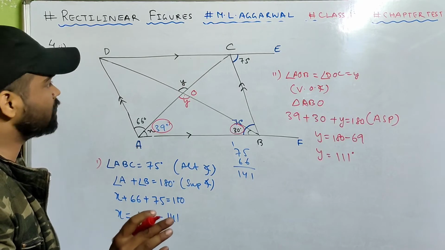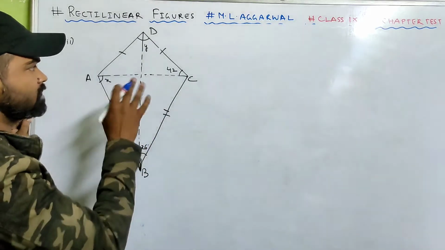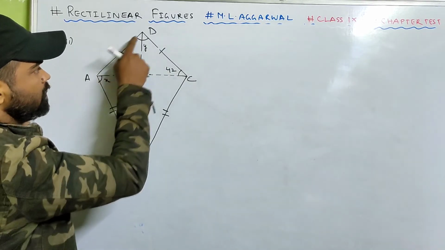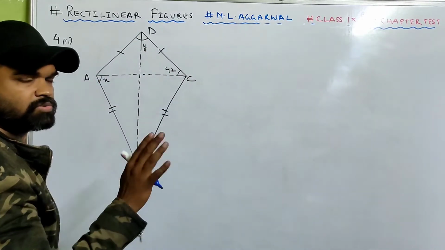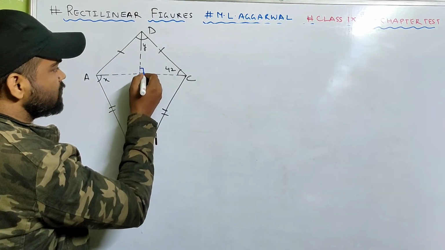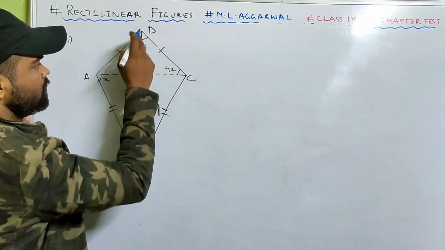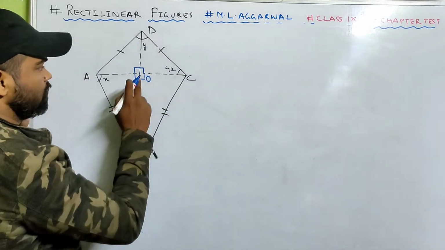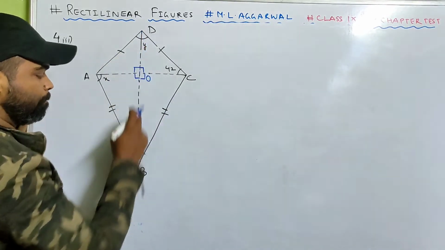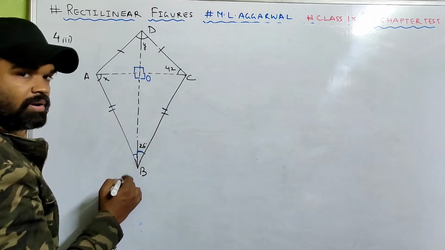Now let us look at number 4 part 3. Okay. Look at 4 part 3. Now it's a kite because the pair of adjacent sides are equal. AD is equal to DC and AB is equal to BC. So it's a kite. In a kite, we know that the diagonals intersect at 90 degrees. Yes or no? So angles AOD, DOC, BOC and BOA are equal. Now another thing which we know is that DB bisects angle B, which means this angle and this angle will be equal.